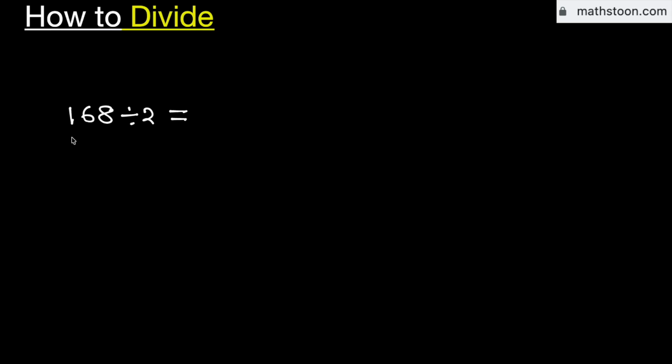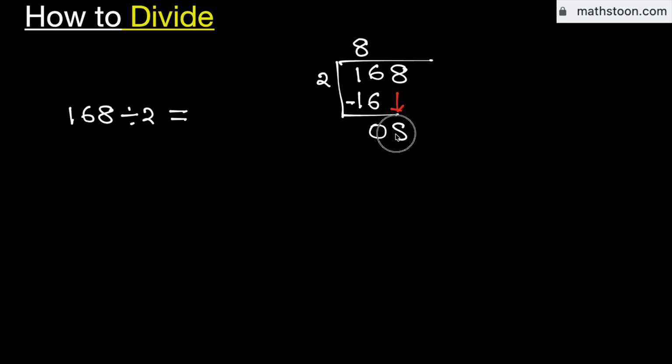Let's learn how to divide 168 by 2 using the long division method. 1 is less than 2, so we will consider the number 16. We know that 2 times 8 is equal to 16. Subtract, we get 0. Now this 0 is less than 2. That is why we need to bring down this adjacent 8 here.